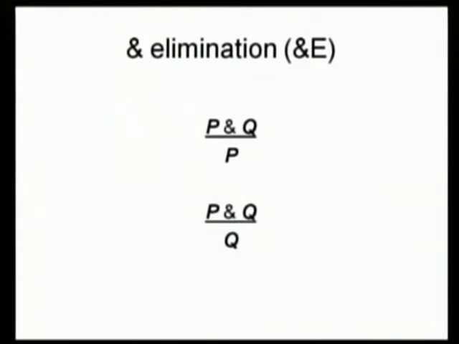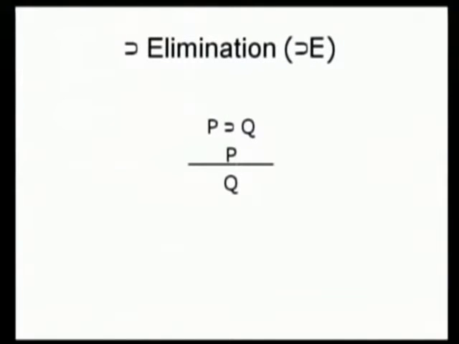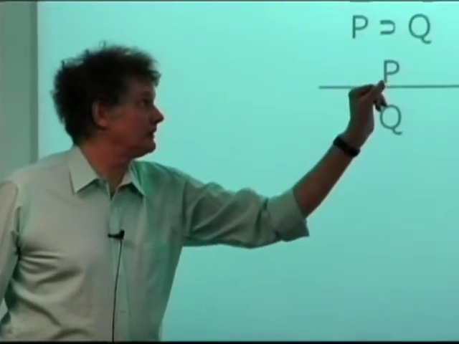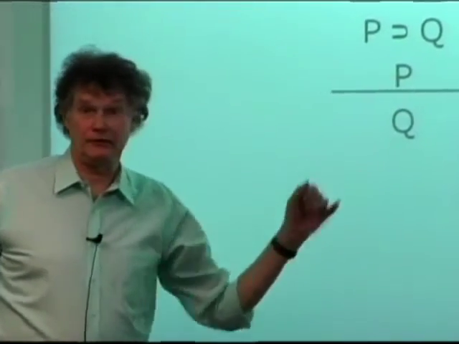And here you need 2 lines to make use of the horseshoe elimination. P horseshoe Q, P, therefore Q. And once again, the P's and Q's stand for any sentences at all, as long as the Q is the same in both cases. But if you have a material implication, P horseshoe Q, and if you have the antecedent, you're allowed to infer the consequent. Now, both of those rules should be pretty transparent and pretty obvious.